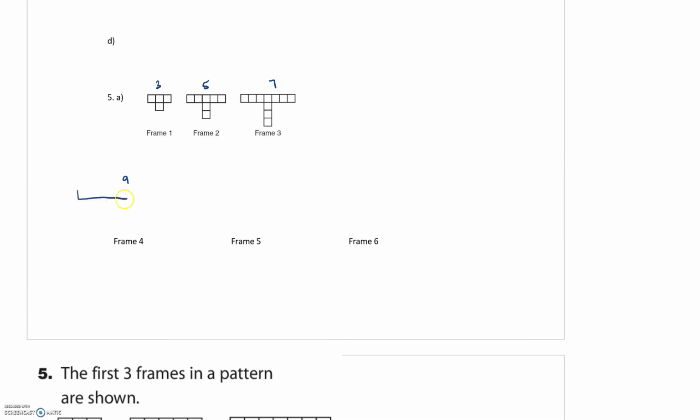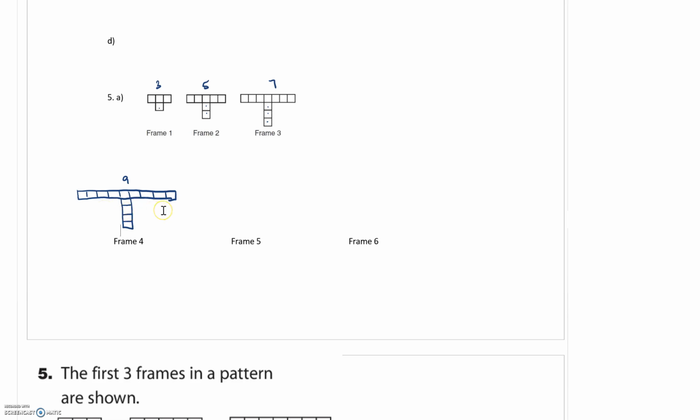So I'm just going to do my best to draw this properly. 1, 2, 3, 4, 5, 6, 7, 8, and 9, which means the next one's going to have 11. I'll just do the frame 4 for now. Frame 4 should have a few boxes at the bottom, but we have to check how many. Frame 1 has 1, frame 2 has 2, frame 3 has 3 squares going down. So frame 4 is going to have 4 going down. So I'm going to put 4 going down, 1, 2, 3, and 4. So that is frame 4.